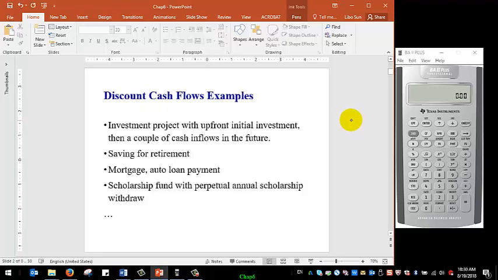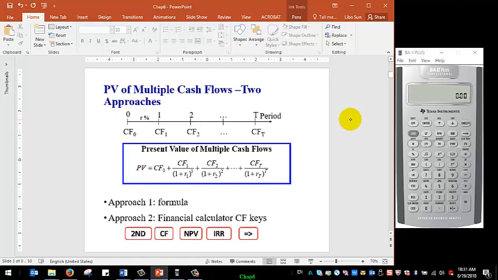We see multiple cash flow examples every day. Investment proposals, saving for retirement, mortgage, auto loan payment, or scholarship fund. The first task today is how to find out the PV of multiple cash flows. We can use formula to discount each cash flow, find out the PV of a single cash flow, and add up. We can also use financial calculators, use cash flow keys to find out the PV of them.